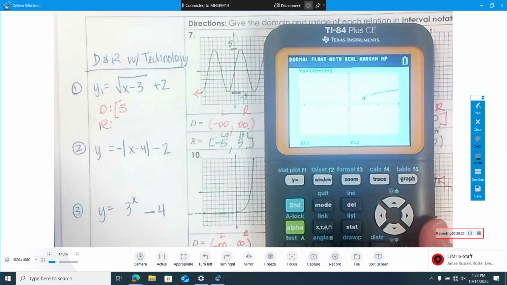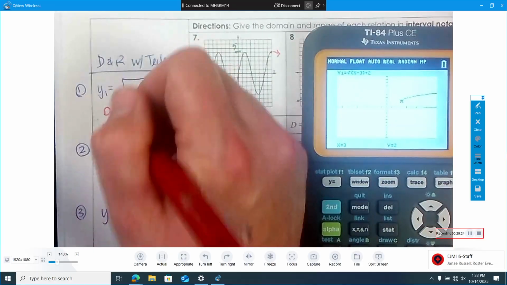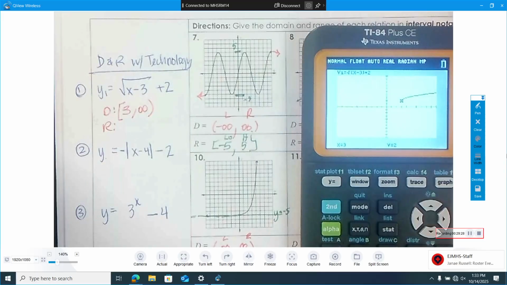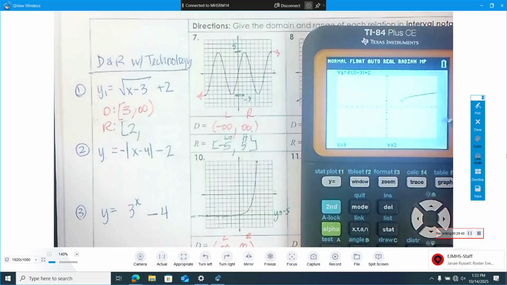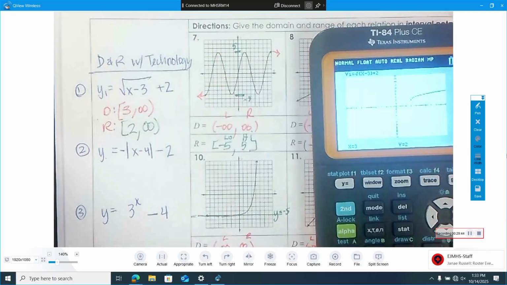How far to the right does it go? Infinity. All the way to the right. Beautiful. And that's parenthesis. And then what is our lowest y value? 2. We can see that right there when we hit trace and typed in the 3. So our lowest y value is 2. And what's our highest y value? Infinite. It goes up forever. Perfect.